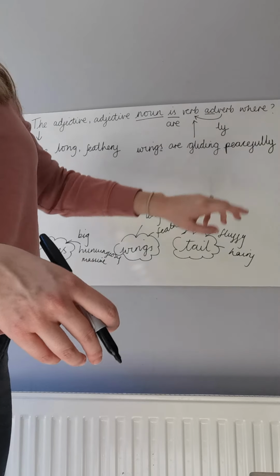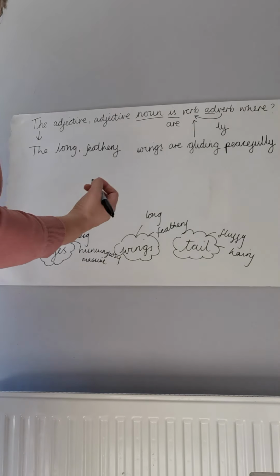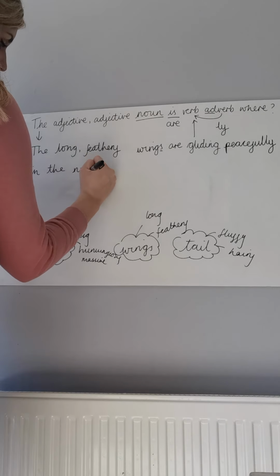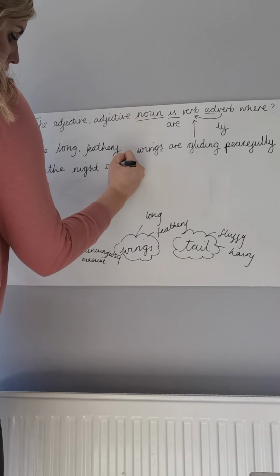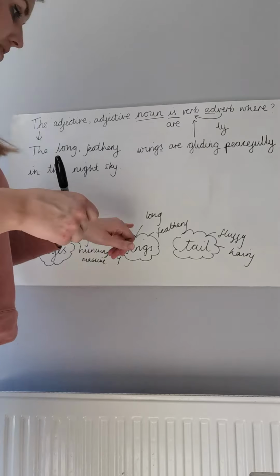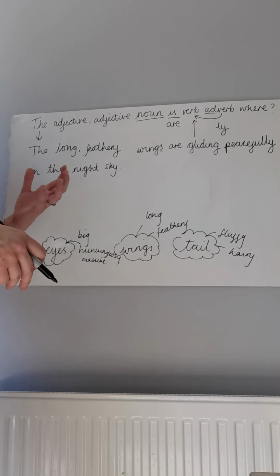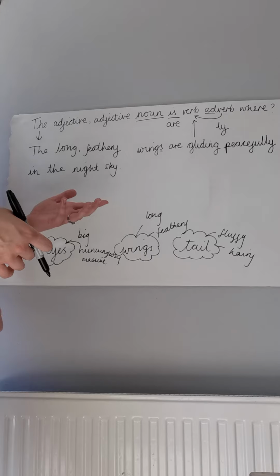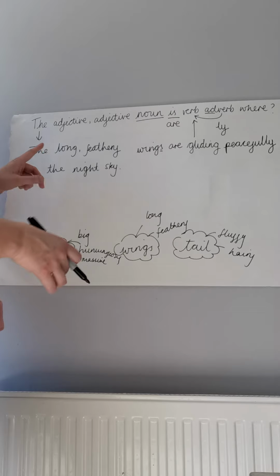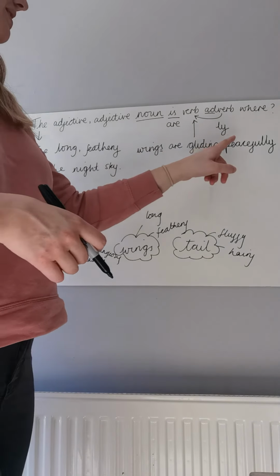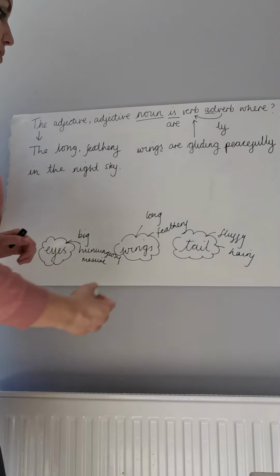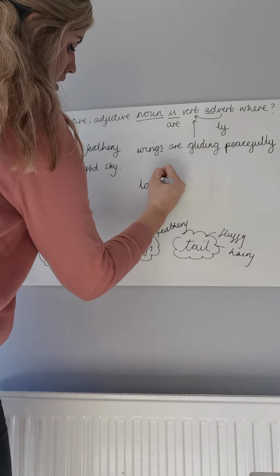Then it says where. So we could have in the night sky or in the starry sky. So we're actually adding another adjective here. Can you see from just picking out some of those key words and thinking of some adjectives, we've now turned it into a really, really exciting and creative sentence? So rather than the adjective noun is verb adverb where, it is now the long feathery wings are gliding peacefully in the night sky.